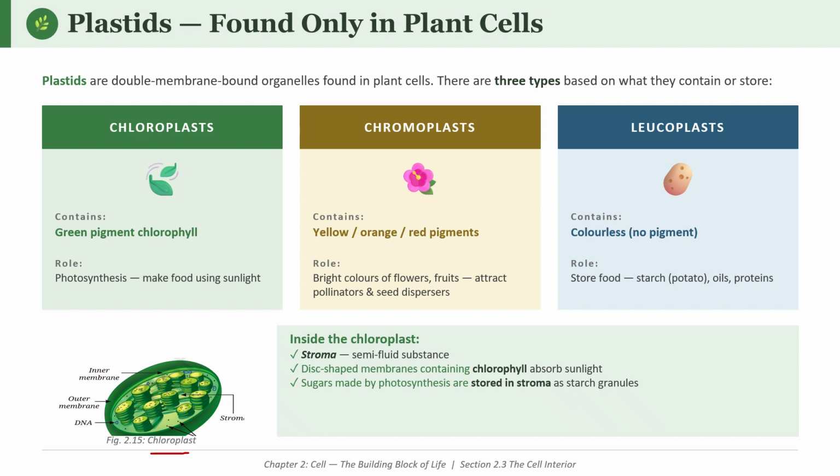examples. Leucoplast. See, these leucoplasts are colorless plastids. Colorless plastids means they don't have a color, so it means they don't have a pigment. So what they do is store the food. When we take potato, the food stored is in the form of starch. When we take the seeds, you can see oil. When you take the pulses, the food stored is in the form of proteins. Yes, children?